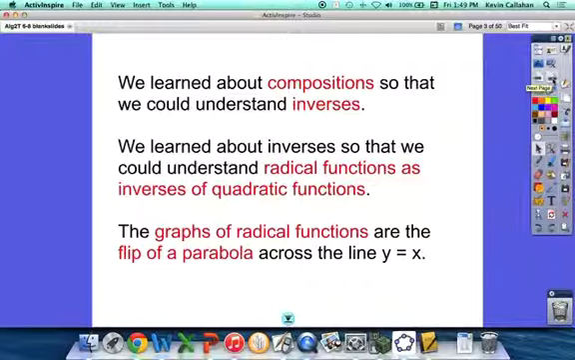Okay, quiet, please. So we learned about compositions a couple sections ago so that we would understand inverses. And then we learned about inverses so that we could understand that radical functions should be the inverses of quadratic functions. And now that we know that, this last section is actually about the graphs of radical functions. So we should expect, kind of like we just saw in the last two homework problems, that the graphs of radical functions are flips of parabolas across the line y equals x. Specifically, like that.